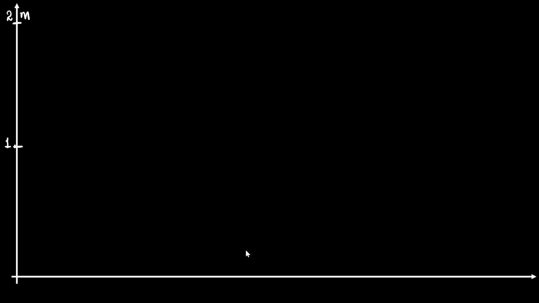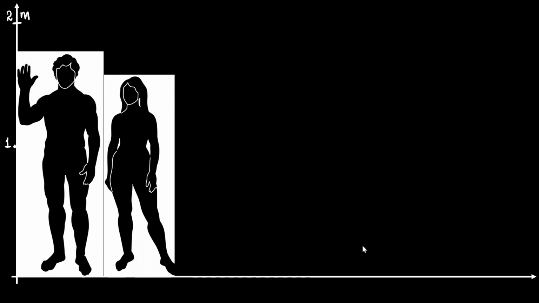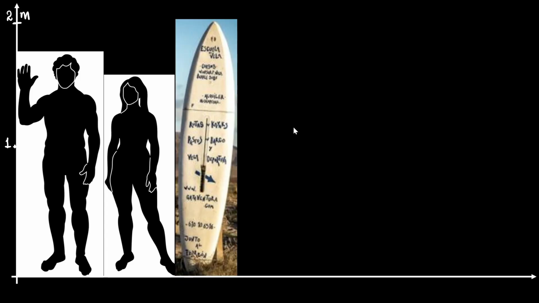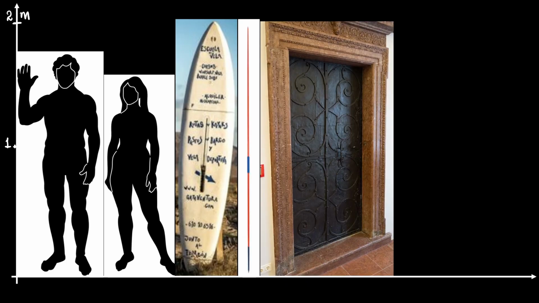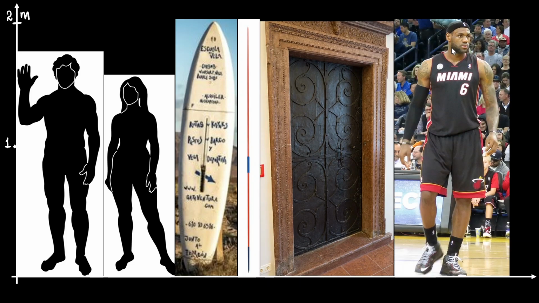Let me put into perspective what 2 meters means. This is the average height of a male and a female globally. So for males it is somewhere around 170 centimeters and for females it is 145 centimeters. A surfboard is 2 meters in height. So is the javelin. A typical door frame is also 2 meters in height. My favorite basketball player, LeBron James, is also 2 meters. So that is roughly 6 feet 5 inches.